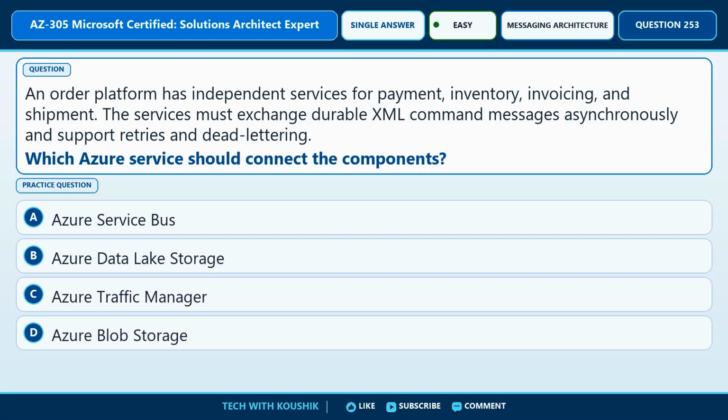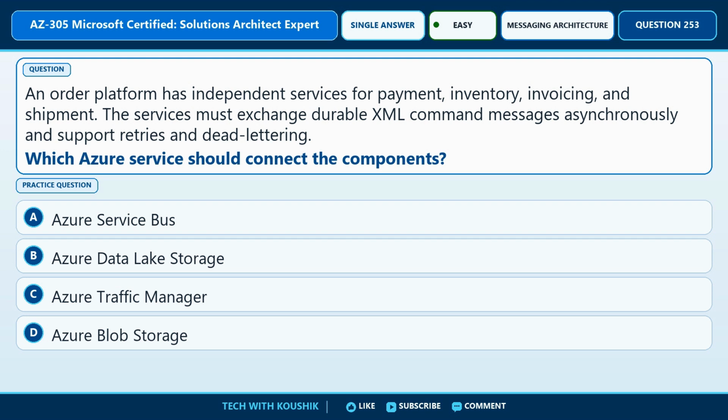Review question number 253. Carefully. Consider the following scenario. An order platform has independent services for payment, inventory, invoicing, and shipment. The services must exchange durable XML command messages asynchronously and support retries and dead lettering. Which Azure service should connect the components?